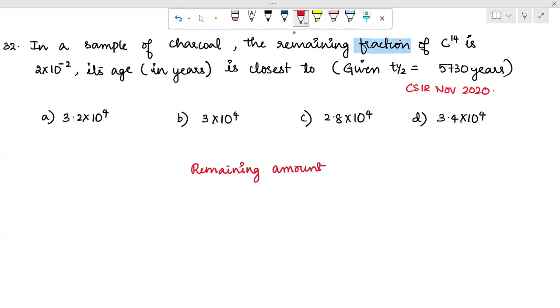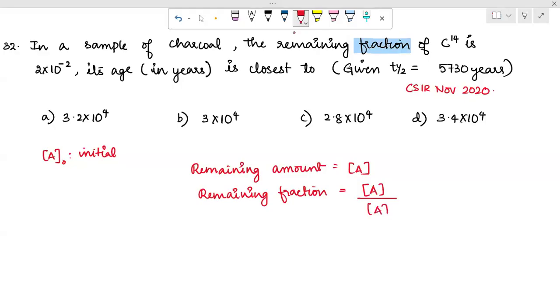For example, if the initial concentration is A naught, then the final concentration is the remaining amount, which is A. Okay. Here they have given the remaining fraction. Fraction means it is always relative. Understand that. Very important. Remaining fraction. Fraction means it is A, which is the final amount, to the initial amount. It's the remaining fraction.